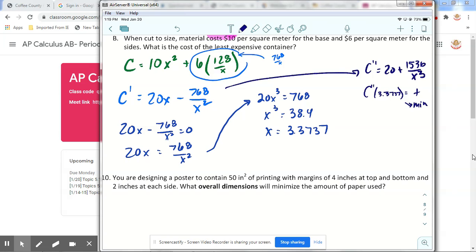And then we want to know the cost of the least expensive container. I would take my value for x, and I'm going to put it in for c. Okay, and then I would just do that in the calculator. So 10 times that number squared plus 768 divided by that number. And it looks like you get $341.46 is the least expensive container.